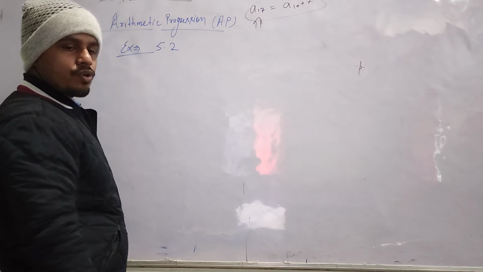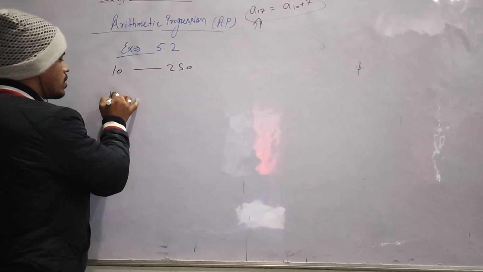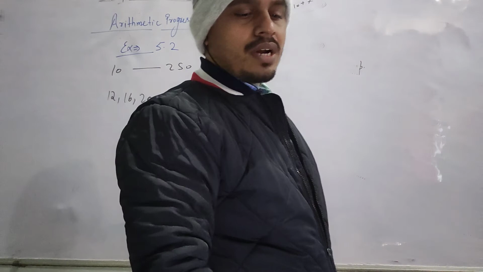So, firstly, I am going to write the multiples of 4. 4 times 2 is 8. 8 is less than 10. And 4 times 3 is 12. 4 times 4 is 16. 4 times 5 is 20 and so on. For the last term, you also write it down: 250, 248, I think. Divide it by 4.